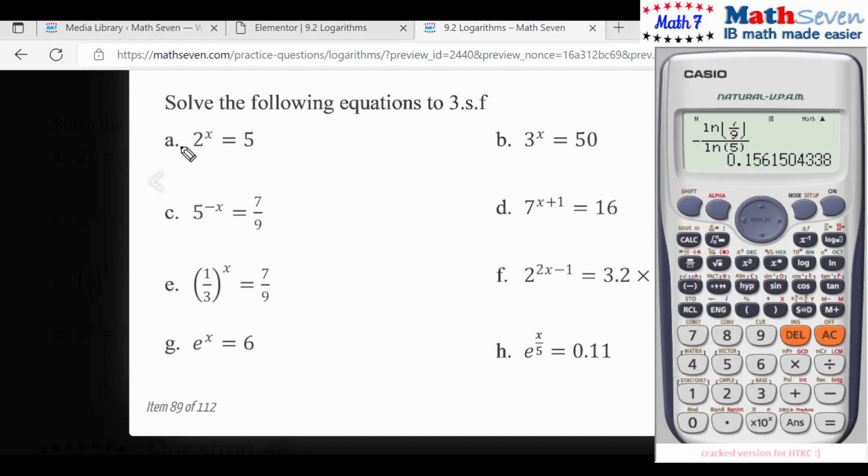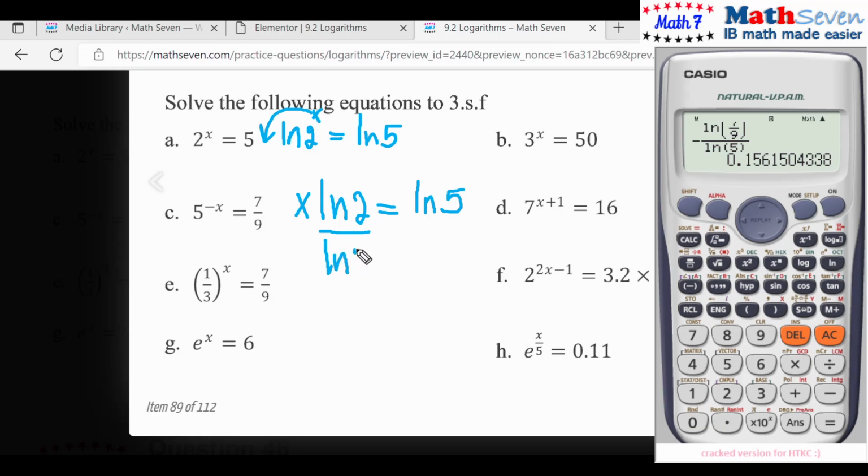What you're going to do is give ln to both sides. So it becomes ln 2 to the power of x equals ln 5. What we did is we gave ln to both sides. Now the x is going to drop down here, so this becomes x ln 2 equals ln 5 over ln 2. If you divide both sides by ln 2, it's going to cancel out. So you're going to have x equals ln 5 over ln 2.